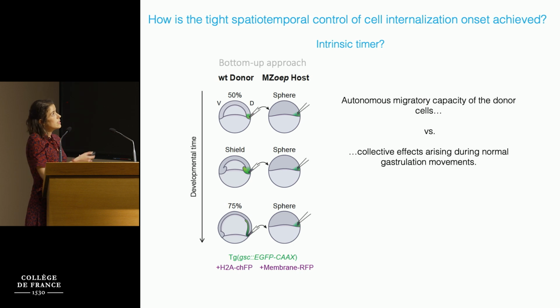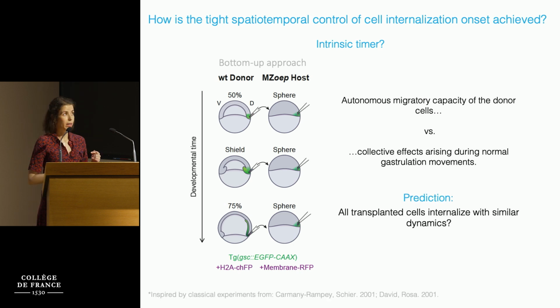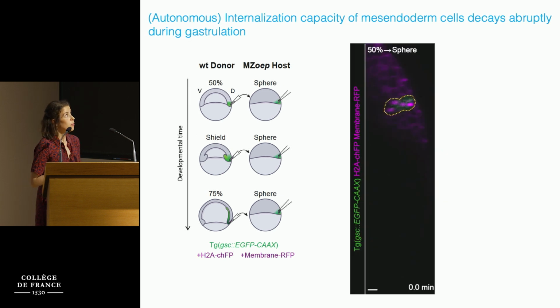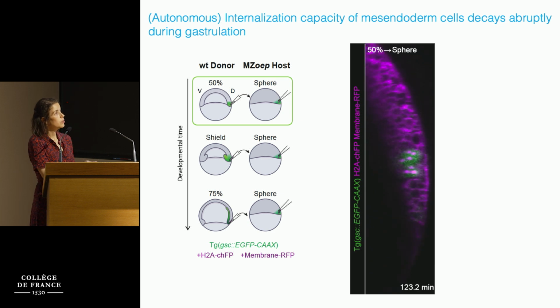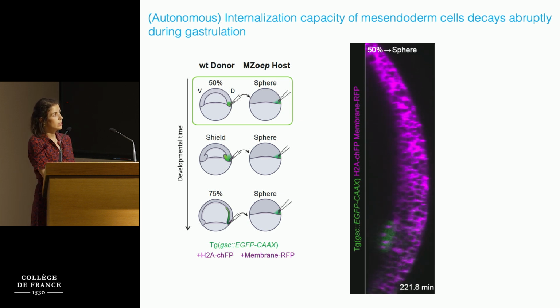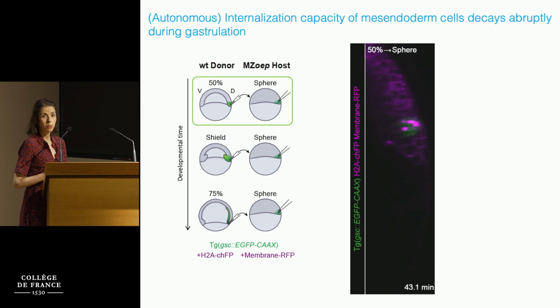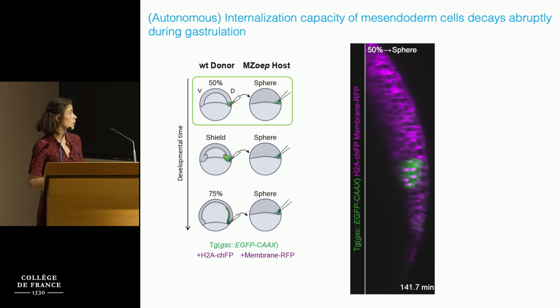Now, if this is a timer, what do you actually expect? Well, in fact, since I'm collecting cells always at the time point and position where they're about to internalize, we effectively expect that we're synchronizing all our cells such that all transplanted cells should internalize with similar dynamics. Now, when we did the experiment, these are the early cells. You can see they are able to translocate from the outside to the inside of the embryo. This was also what we predicted and what had been described before, actually.